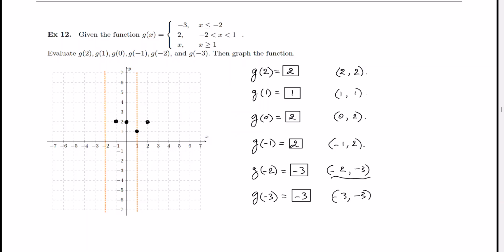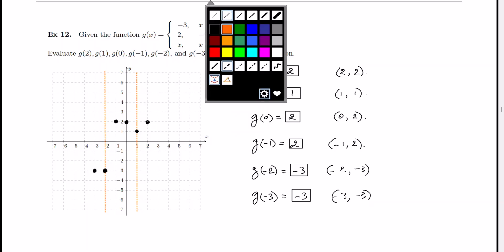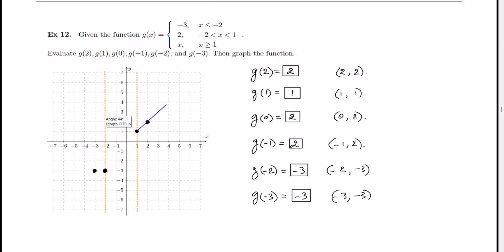-2 gives me -3. When x is -2, the y gives me -3. So that's this point right here, right at the border. And finally, the last point we have is -3, -3. That's this point over here. So let's finish drawing. Let me make my line solid first, and let me start with a blue line for this side over here.